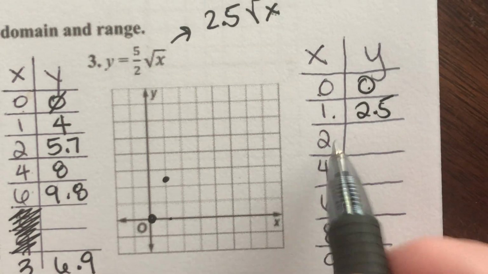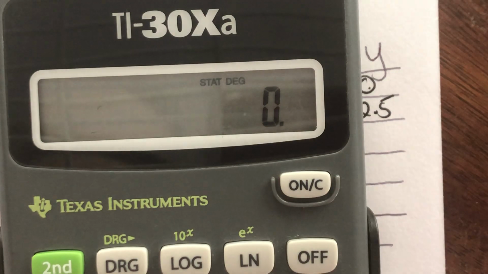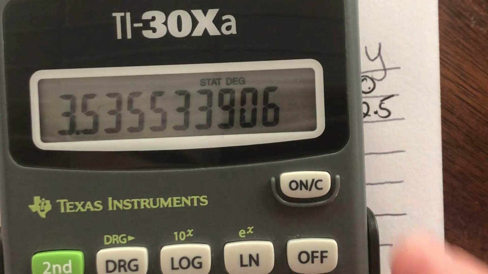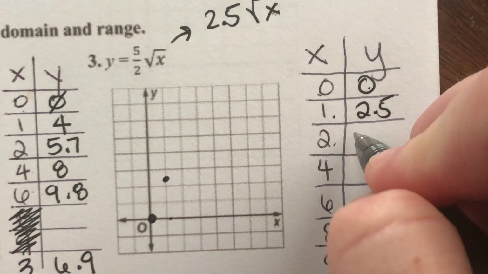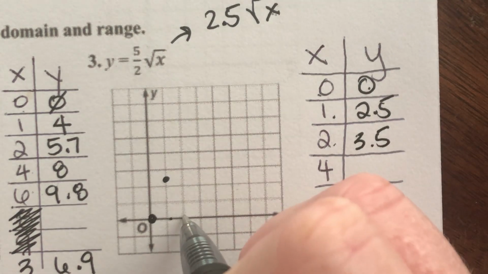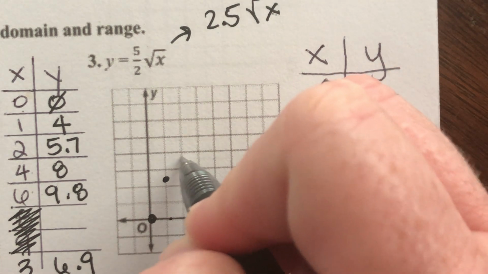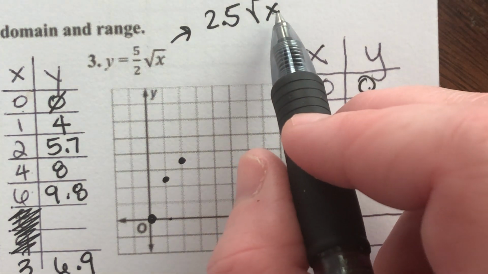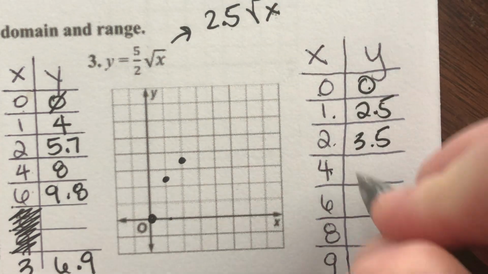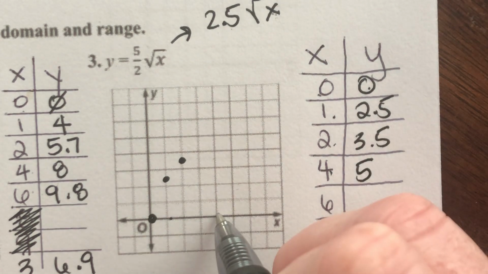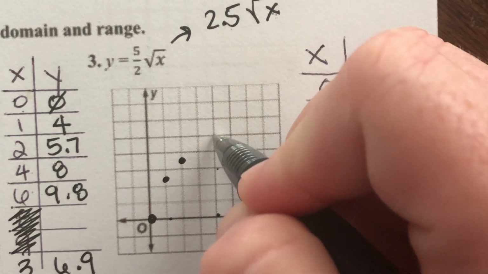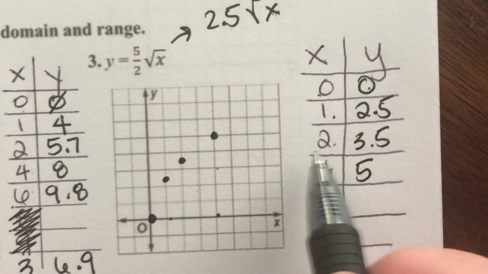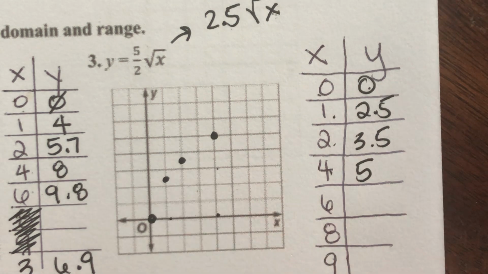Okay, then when x is 2, what's the square root of 2 times 2.5? It's about 3.5, a little bit over. So I'm going to go over 2, up 3.5, a little bit bigger than that. When x is 4, well, square root of 4 is 2. 2 times 2.5 is 5. So I'm going to go over 4, up 1, 2, 3, 4, 5. Notice I didn't do 3. You know it's not here, but don't forget that you're not graphing that next line.